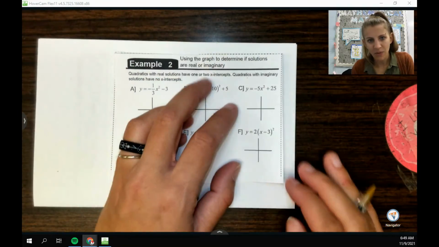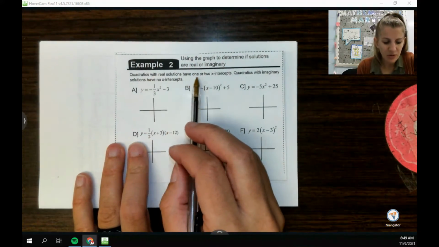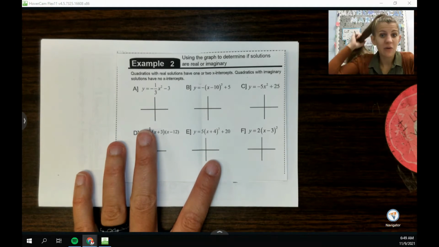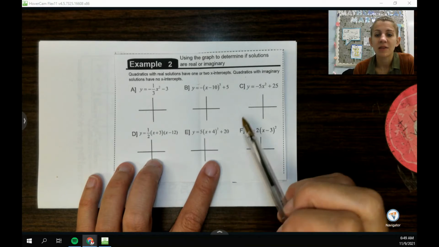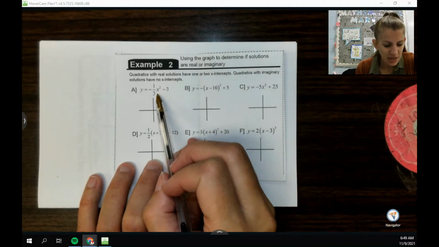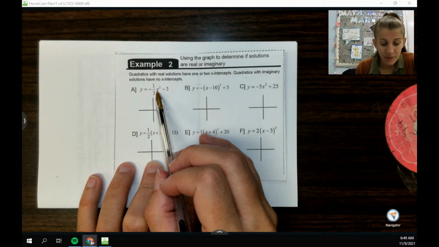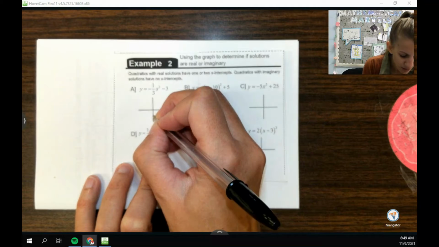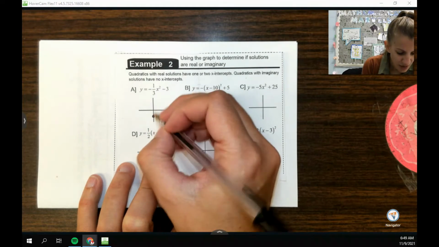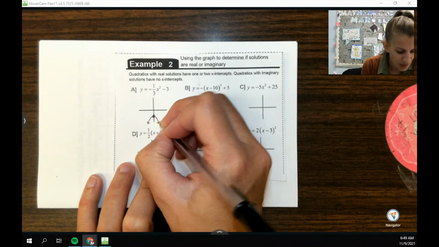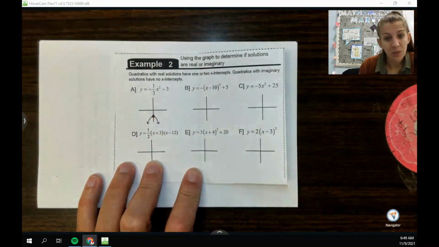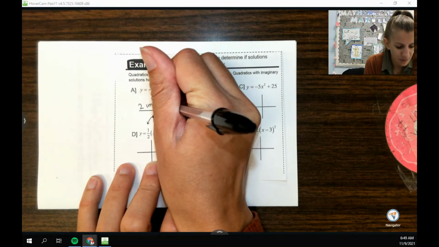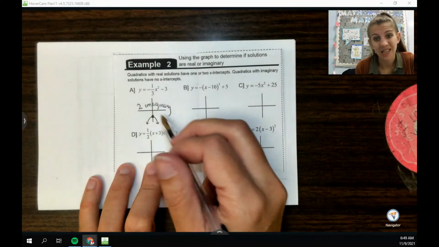So let's go back one more and talk about these ones. Quadratics with real solutions have 1 or 2 x-intercepts. Quadratics with imaginary solutions have no x-intercepts. So these are all real interesting because they have us thinking about it graphically, which I love. This is in vertex form because there's only one x. It has a vertex at 0, negative 3. So there-ish. And then I notice that my parabola is pointing down. So I can tell that this has 0 real answers. So it will have 2 imaginary ones, because it's not going to touch the x-axis at all.